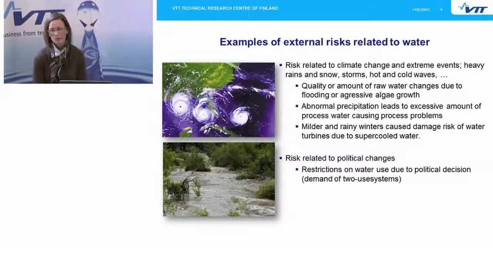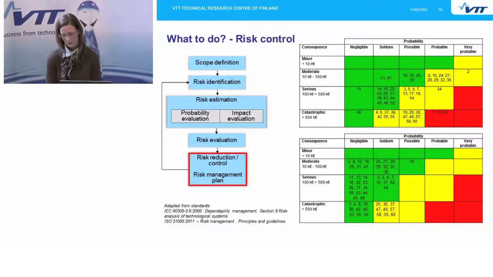These risks can also be political. For example, in areas where there is water scarcity, there can be a political decision that the use of water in industry may be restricted somehow. And then you have to find alternatives for the raw water. Of course, we can't control these phenomena, but we have to be prepared for these. So it's very important to identify these kinds of risks and think about what the possible mitigation measures are.